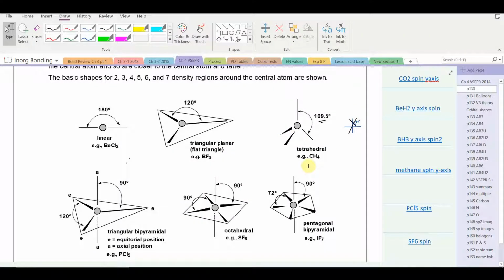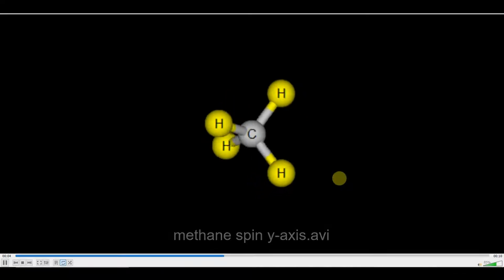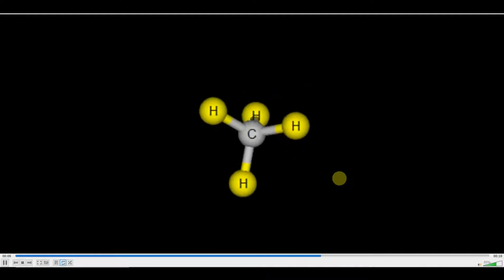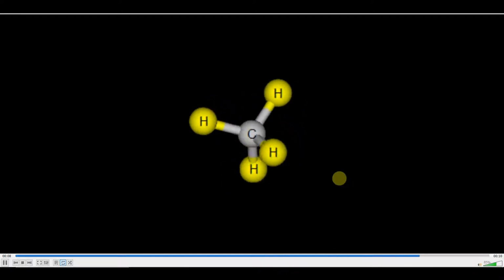With four electron clouds getting as far apart as they can from each other in three-dimensional space, the bond angles will be 110 degrees, and the structure is called tetrahedral. Methane is an example of that. It's got four single bonds about 110 degrees apart.